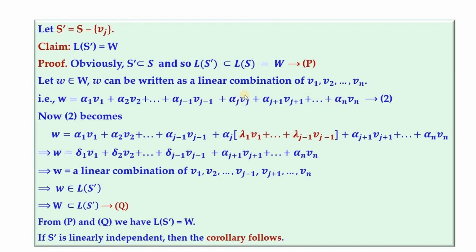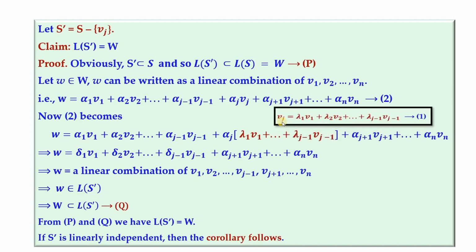Now here we have this alpha j Vj coming somewhere here. Right, now that is going to be replaced, because we know by equation 1 that Vj is the linear combination of its preceding vectors, so we'll have to replace this Vj by this expression. So this is what we have. Now we will collect the terms containing V1, V2 and so on, Vj minus 1. There will not be a Vj term because that is replaced by this expression. So this is a linear combination of V1 to Vj minus 1, Vj will not be there, and Vj plus 1 to Vn.